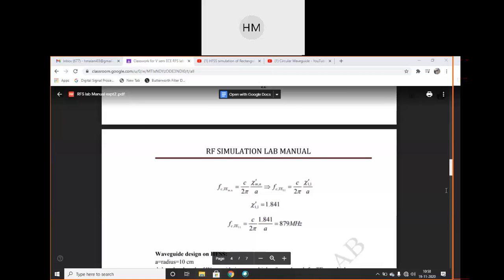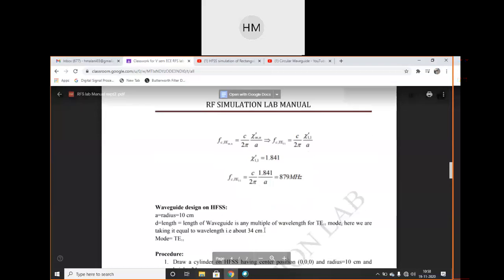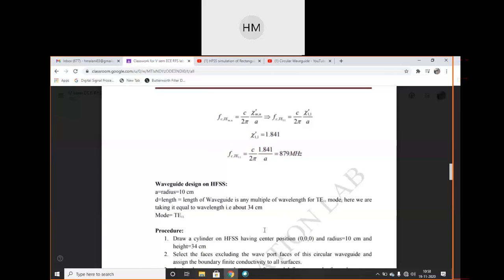Okay, so we got this value of Fc. Waveguide design on HFSS: A is the radius, that is 10 centimeter. D is the length. Length of the waveguide is any multiple of wavelength for the TE11 mode. Here we are taking it equal to the wavelength, that is about 34 centimeter. Mode is TE11 mode. So now we will start designing.